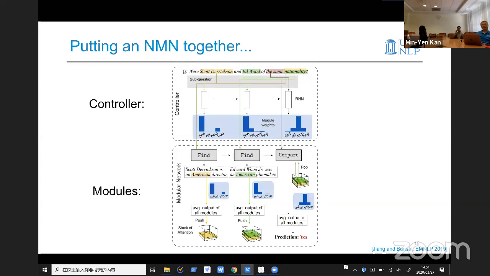And for the final one, the RNN controller finds that it should be a compare. In this case, it just pops out the two attention distributions in the stack and uses them as arguments for the compare module, and then outputs the results. It's kind of like this.